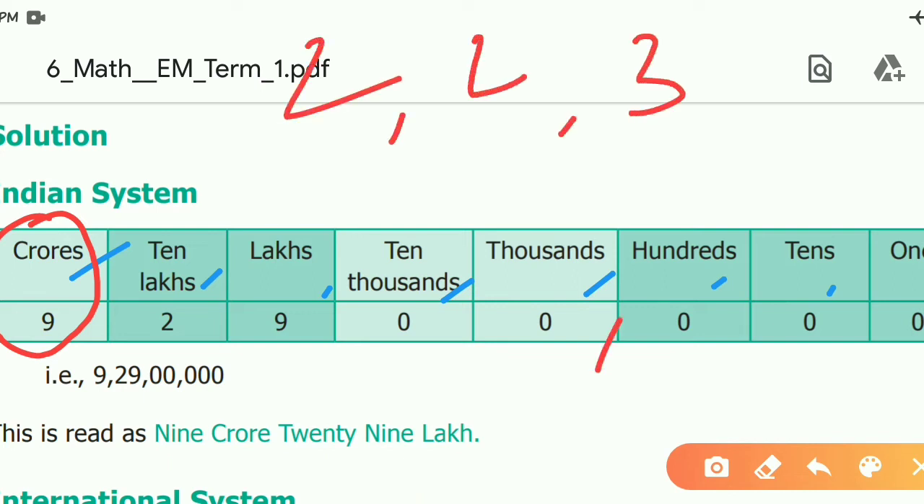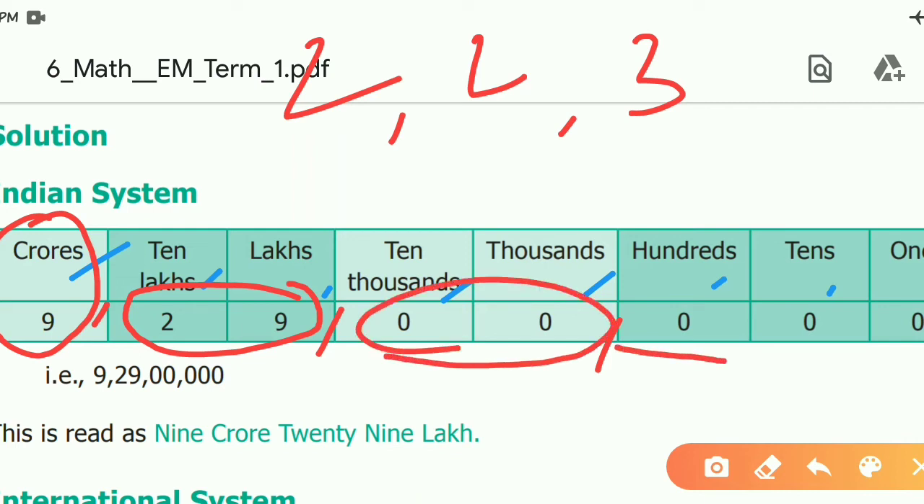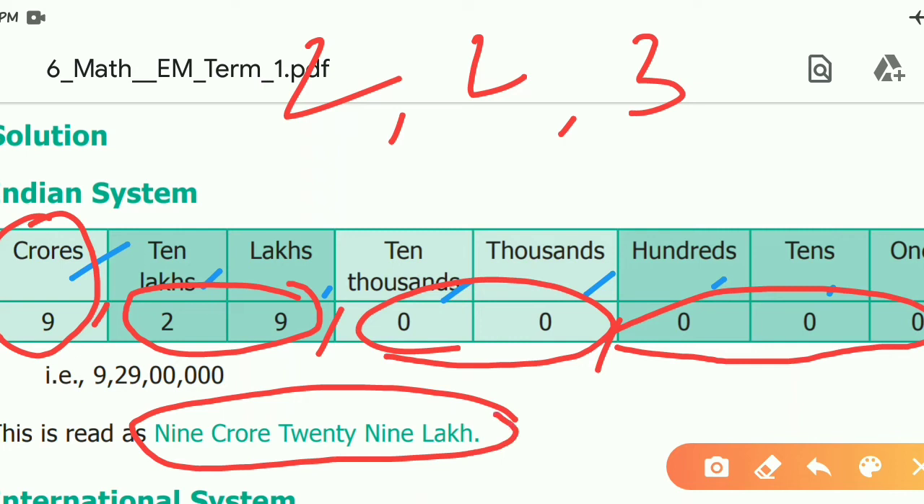So here 1 comma and 1000, 10,000, lakh, 10 lakh, crore, 10 crore. So 9 crore 29 lakh. That's all. There are no thousands, no hundreds, no tens, no ones. So the number is 9 crore 29 lakh. The commas are written this way: 9 comma 29 comma 00 comma 000. That means 9 crore 29 lakhs. There are no values for other place values. Do you understand the Indian number system?